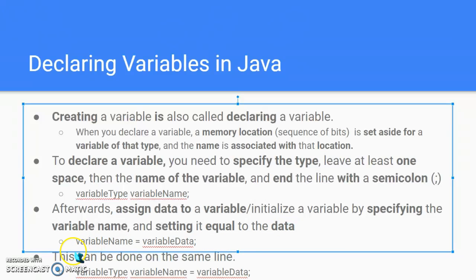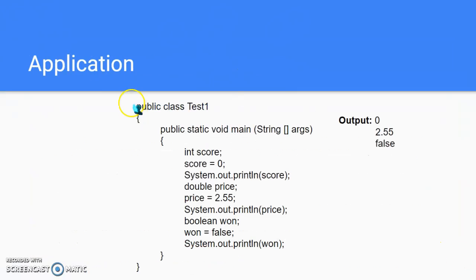And this can also be done on the same line in order to save space. This can be done by saying string hello world is equal to hello world, and then semicolon. So in practice, that should be what it looks like.